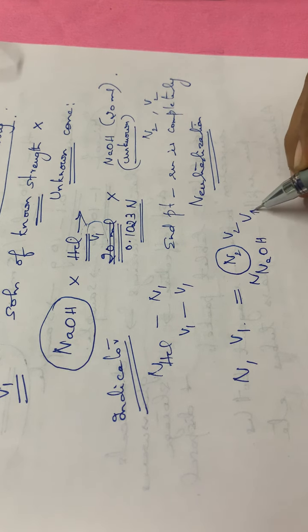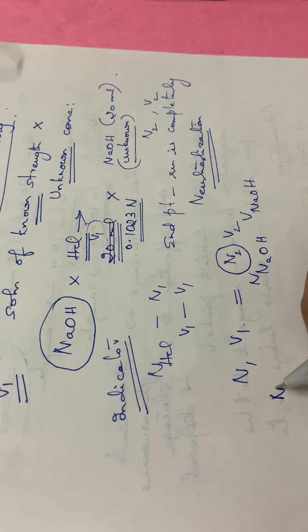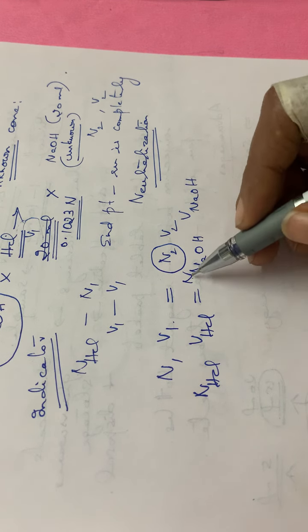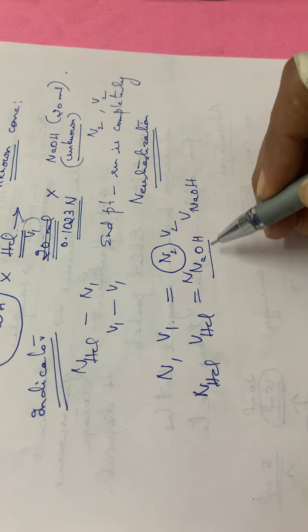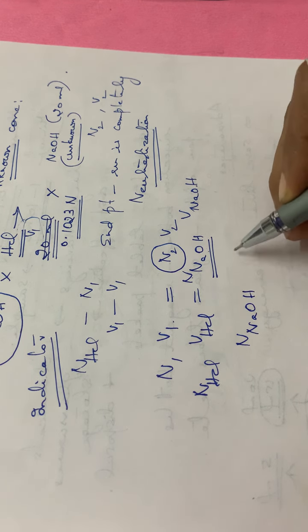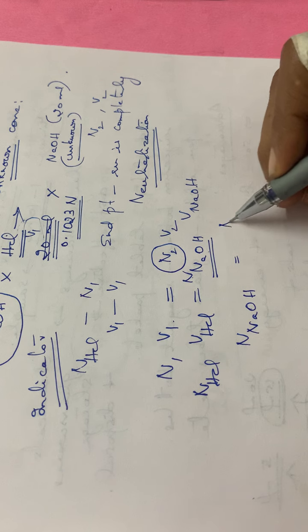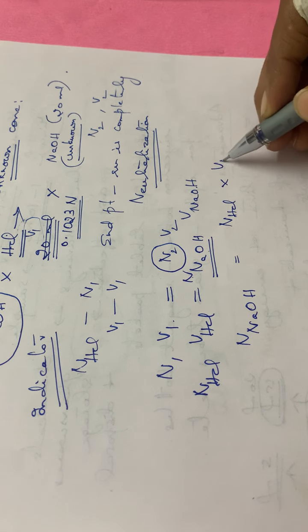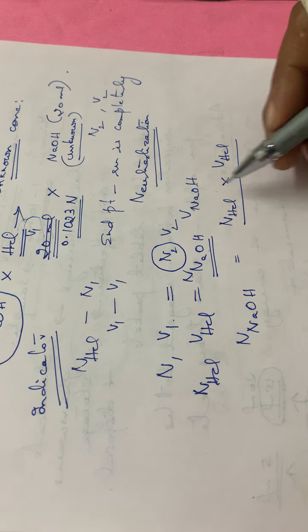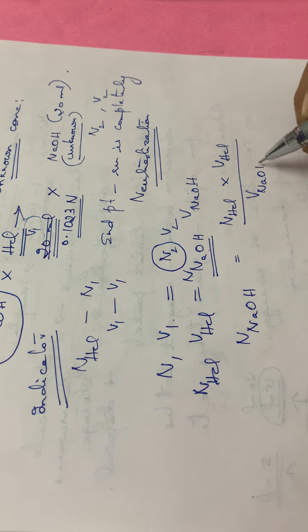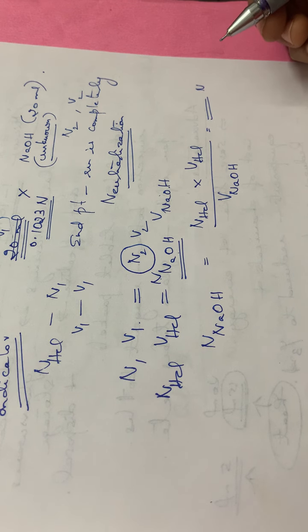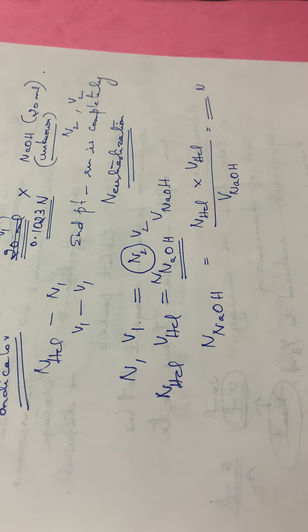Here it is N NaOH, V NaOH, and then N HCl, V HCl. So N HCl into V HCl is equal to N NaOH into V NaOH. We have to determine the normality of NaOH. Therefore, from this equation, we can calculate the normality of NaOH, which is equal to the normality of HCl into the volume of HCl, that is the amount of HCl used up during the titration, divided by the volume of NaOH. The volume of NaOH is 20 ml that we have pipetted out. From that value, we will have the normality or strength of this NaOH.